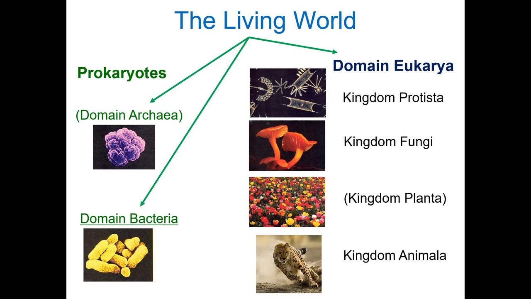Okay, then, so let's take a very quick look at these groups. Again, we have our three domains. We have domain bacteria, we have domain archaea, and they make up the prokaryotes. And then we have domain eukarya, which consists of four kingdoms: kingdom protista, kingdom fungi, kingdom planta, which don't cause any infections, and kingdom animalia.